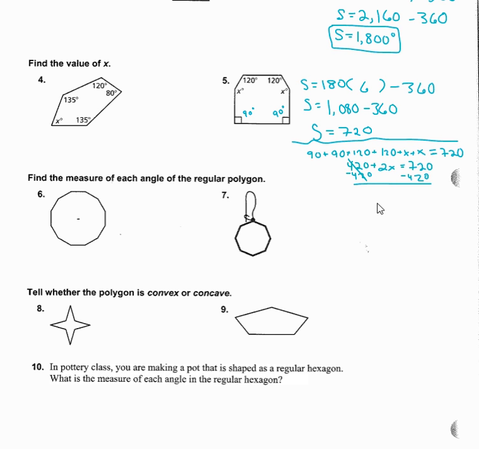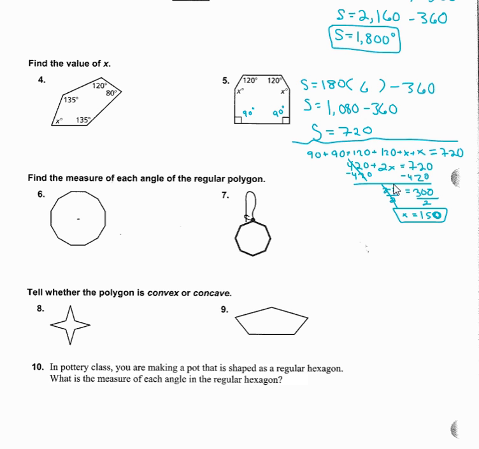So that cancels out here. I get 2x equals 720 minus 420, which is 300. And then divide by 2 to undo the multiplying by 2. I get x equals 150. And there is my answer.